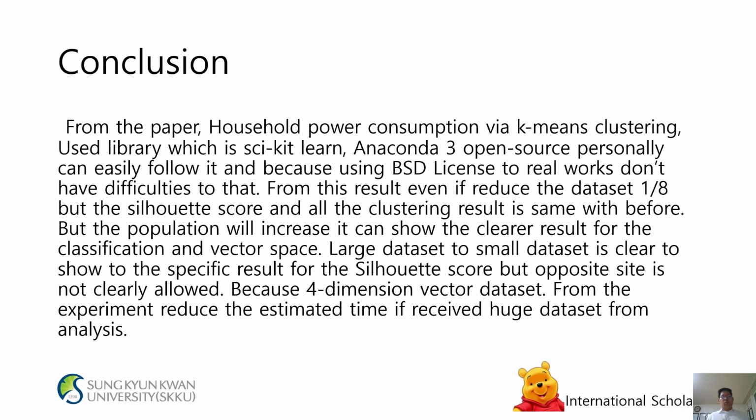Going from a large dataset to a small dataset clearly shows specific results for the silhouette score, but the opposite direction is not clearly shown. Because the 4-dimensional vector dataset from the experiment reduces the estimated time of analysis for a huge dataset.